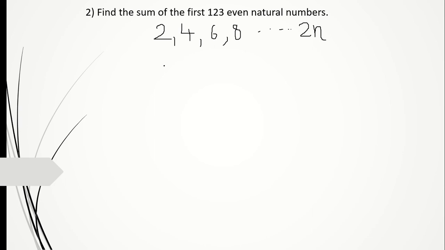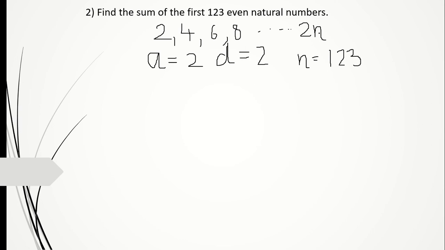Okay, so here the first term in this sequence is going to be 2. The difference is also 2, and we have to find the sum of how many numbers? First 123 numbers. So we know n also is 123. We have to find the sum of first 123 even natural numbers.